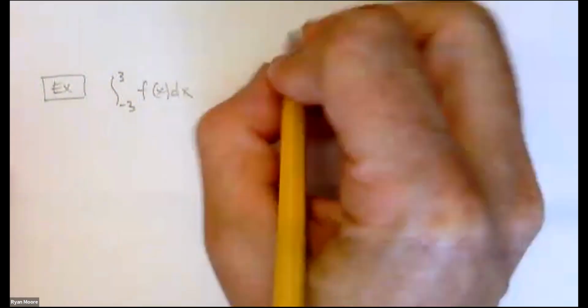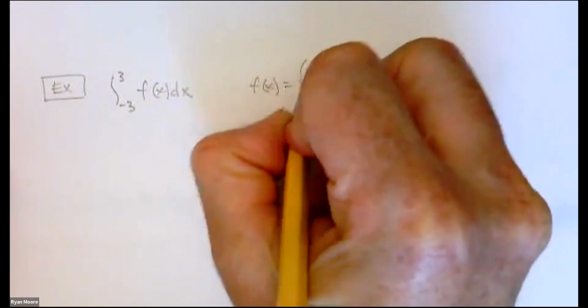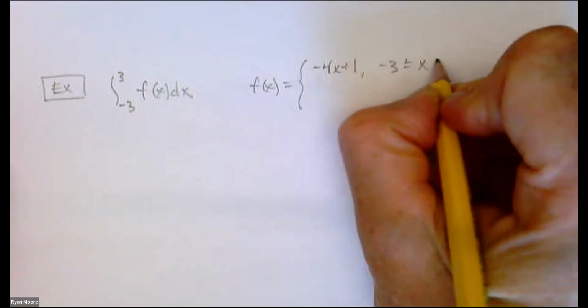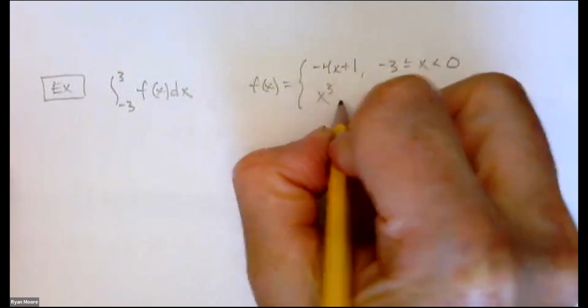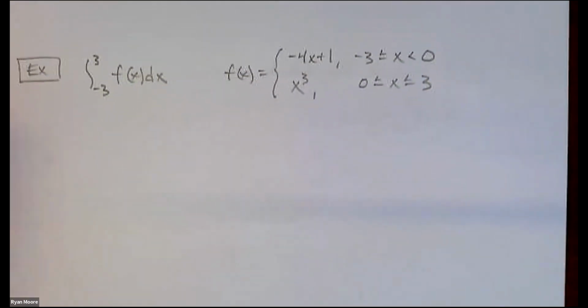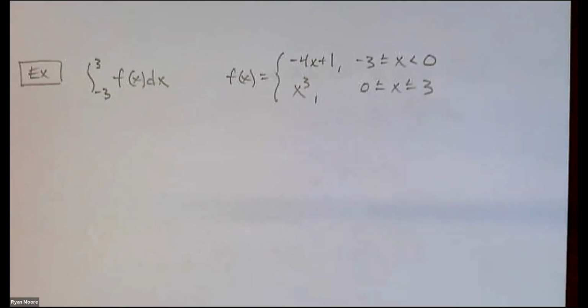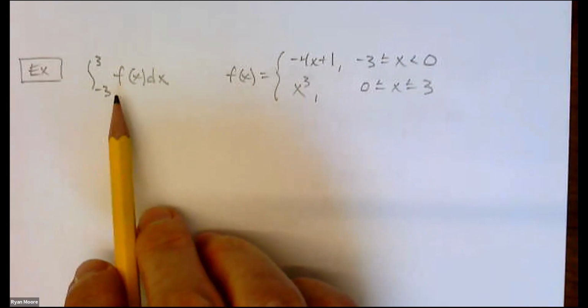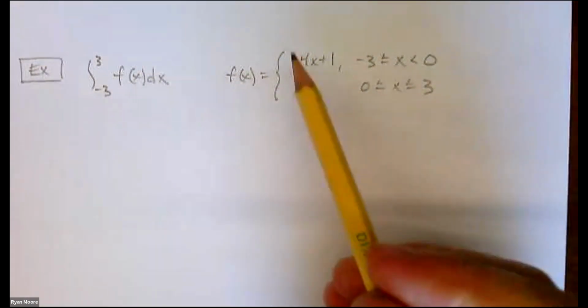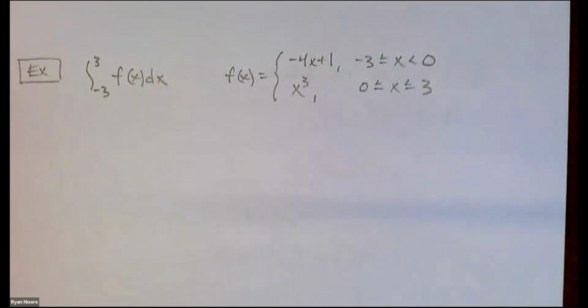Again, evaluating the definite integral, -3 to 3 f of x dx, where f of x is equal to negative 4x plus 1, and then x cubed, 0 less than x less than or equal to 3. Okay. Thinking like, wow, what are we going to do? I mean, a piecewise, if we're going to use the fundamental theorem, we would need to find antiderivatives, but there are 2 different pieces. So how is this going to work?